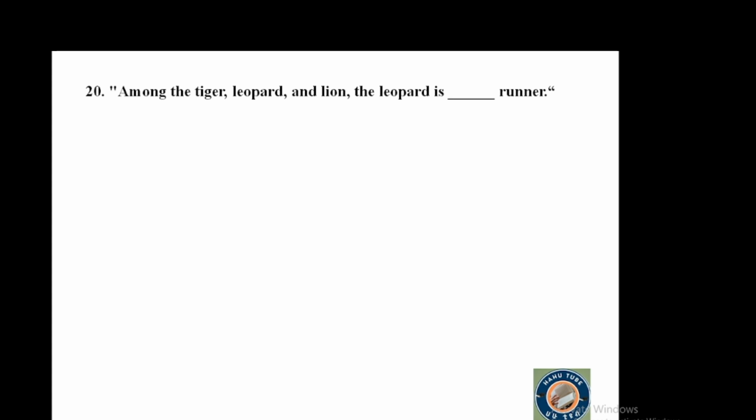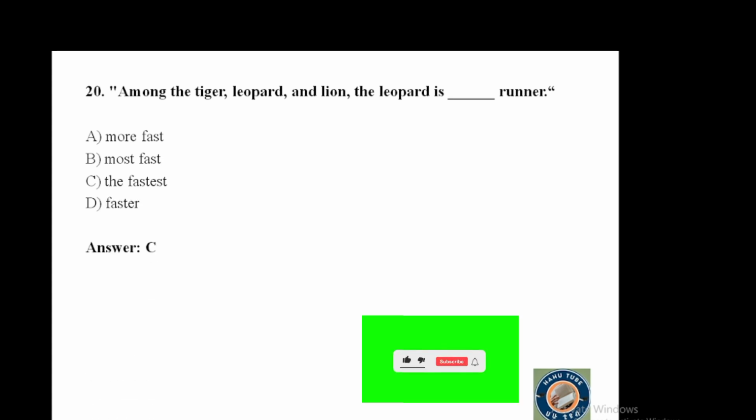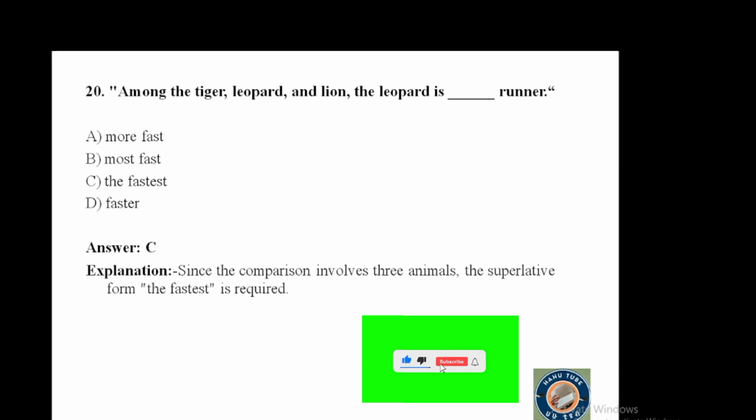Question number 20. Among the tiger, leopard and lion, the leopard is blank runner. A. More fast. B. Most fast. C. The fastest. D. Faster. The answer is the fastest, because since the comparison involves three animals, the superlative form, the fastest, is required.